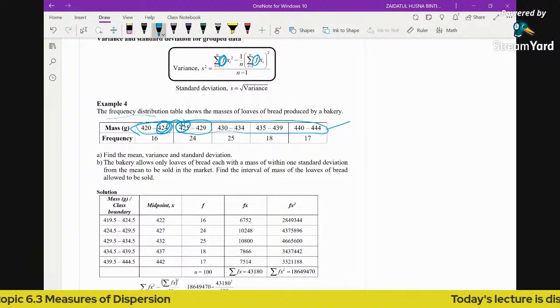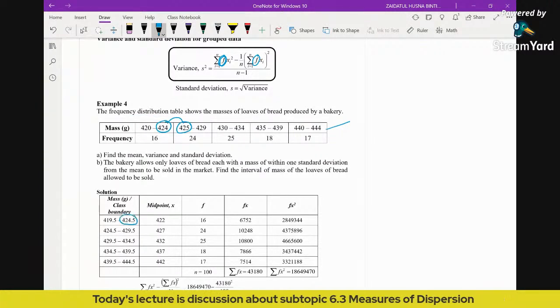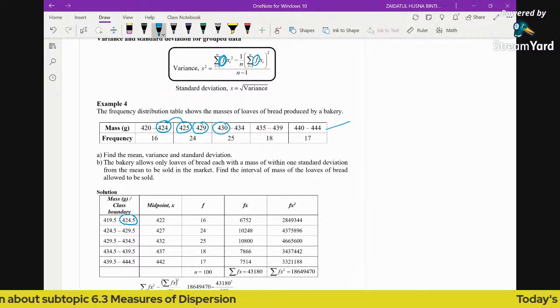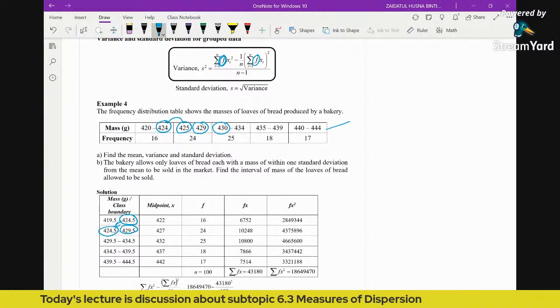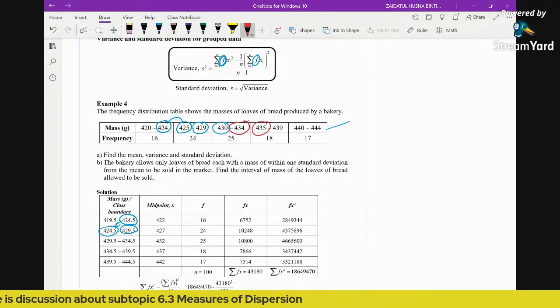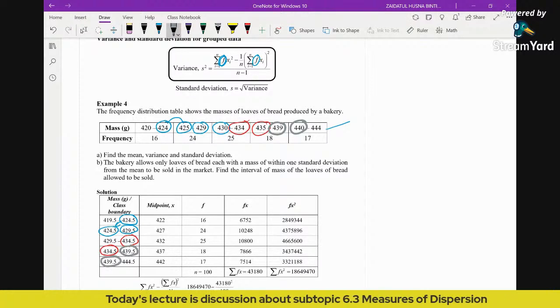So now how can we convert to class boundary? What you do is, you just add the upper and lower here and divide by 2, so you will get 424.5. And here, 429 plus 430 divided by 2, so you will get 429.5. This one will be the same value. Next, you just add 434 and 435, so you will get 434.5. And then next, you find 439 plus 440 divided by 2, so you will get 439.5.